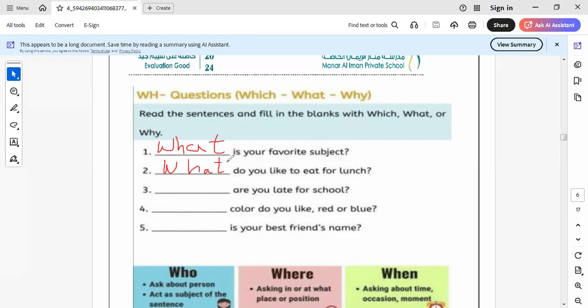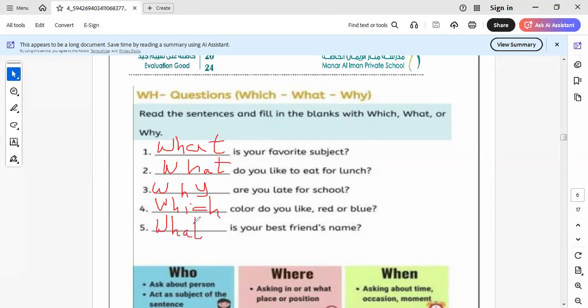Here we say, "___ are you late for school?" So I ask about the reason here. So the question will be why. So we ask about the reason for being late for school. "___ do you like, red or blue?" Here I ask about choice. I use which, okay? Let's go to another one here. "___ is your best friend?" So it will be, what's your best friend? Okay.